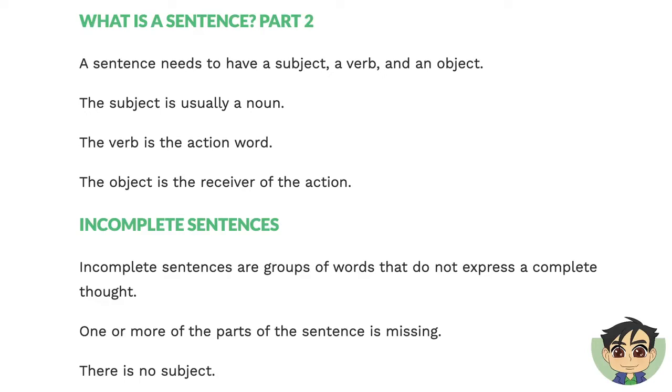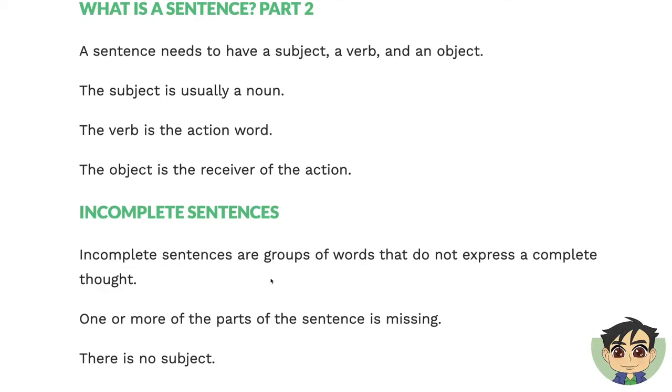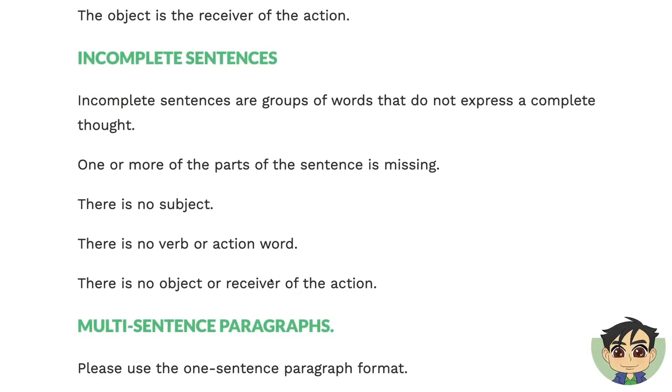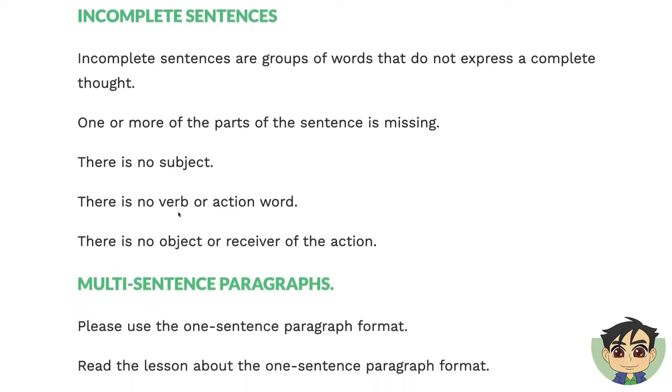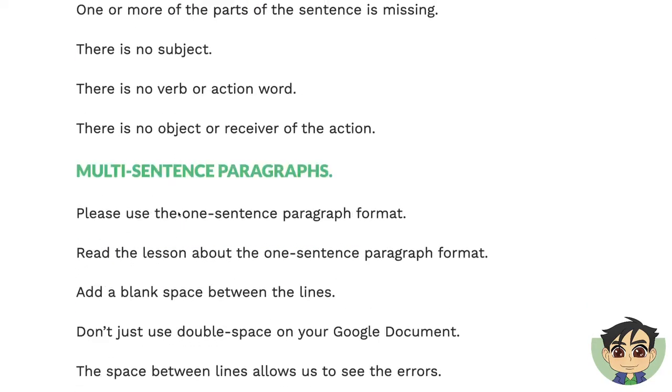A sentence needs to have a subject, a verb, and an object. A subject is usually a noun. The verb is the action word. The object is the receiver of the action. Now, incomplete sentences are groups of words that do not express a complete thought. One or more of the parts of the sentence is missing. There's usually no subject, or there's no verb or action word. There is no object or receiver of the action.